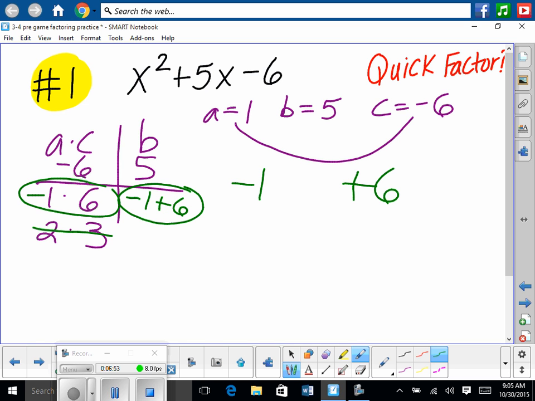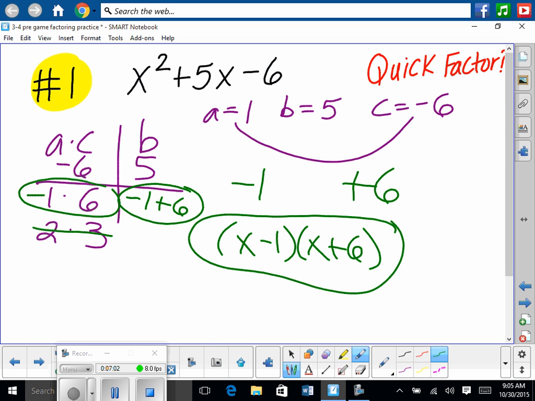So we can quick factor this. So this is going to factor to be x minus 1 times x plus 6. Because I could quick factor. Does that make sense? Yes? You look a little skeptical back there. Do you get it? Okay, awesome. Any questions on that? All right, so practice quick factoring.